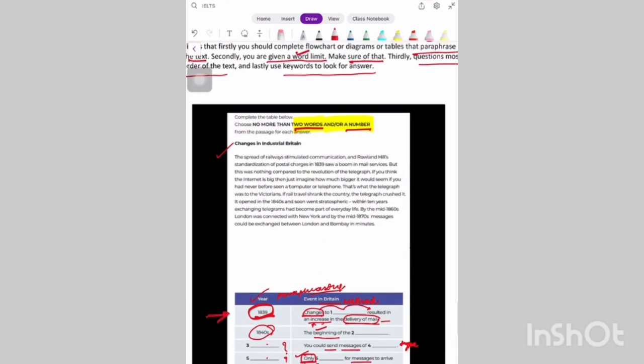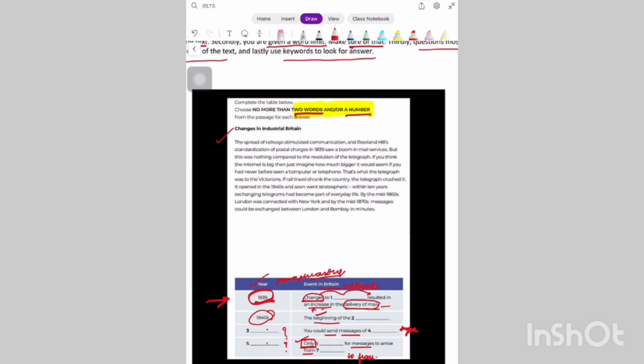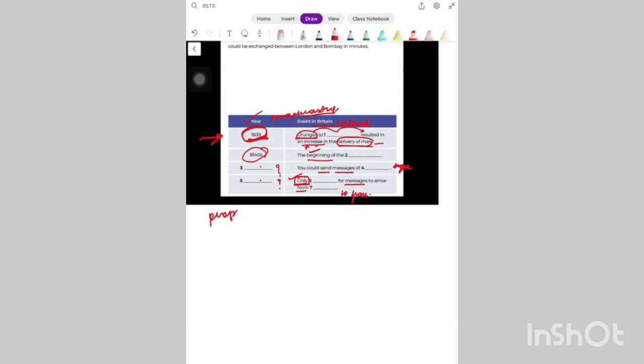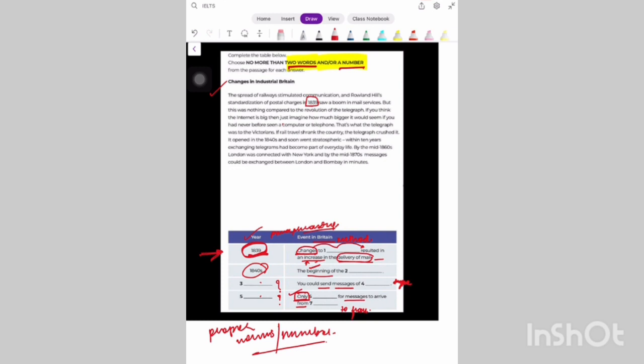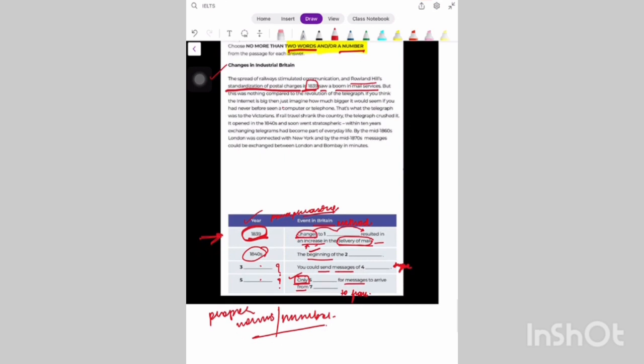Firstly, 1839. Now in 1839, the word is written here. As I said, to find proper nouns or numbers in a text, if you get that as your keyword, then it would be the best thing for you. 1839, what does the line say? The spread of railways stimulated communication, and Rowland Hill's standardization of postal charges in 1839 saw a boon in mail services. Now look how cleverly they have disguised the answer. Increase, they wrote as boon. They paraphrased increase as boon, and resulted as saw.